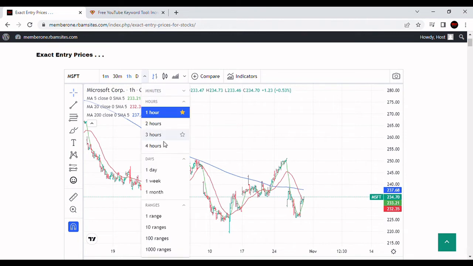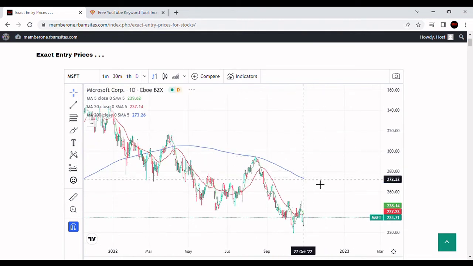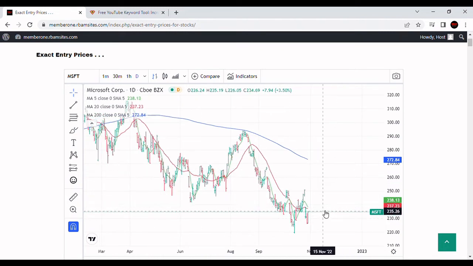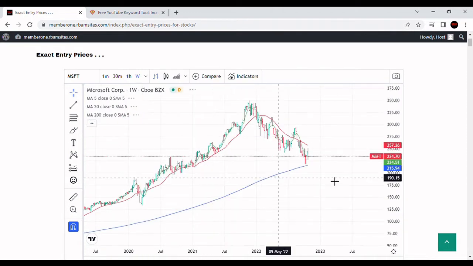A daily chart looks a little more positive. I'm always going to go with the hourly. I'm always going to go with the shortest chart for the most immediate moves, but it doesn't look anywhere near as bad here on a daily chart. Let's see what it says on a weekly.